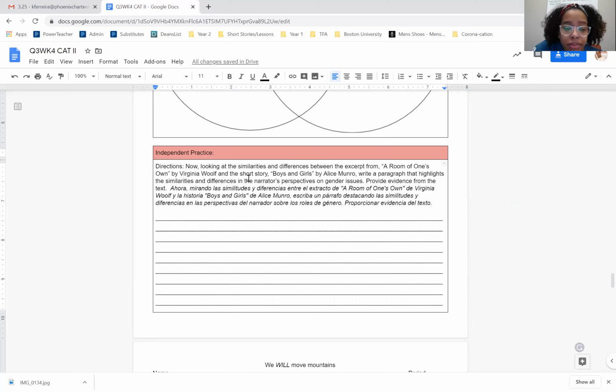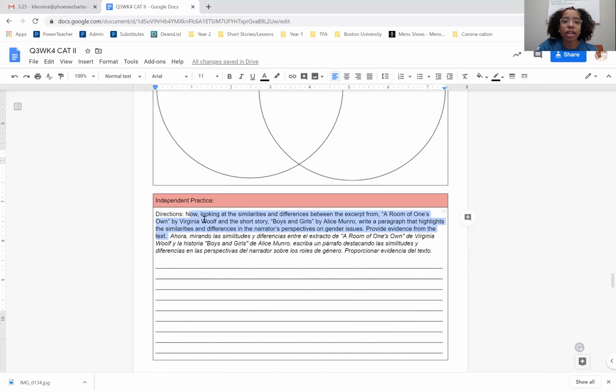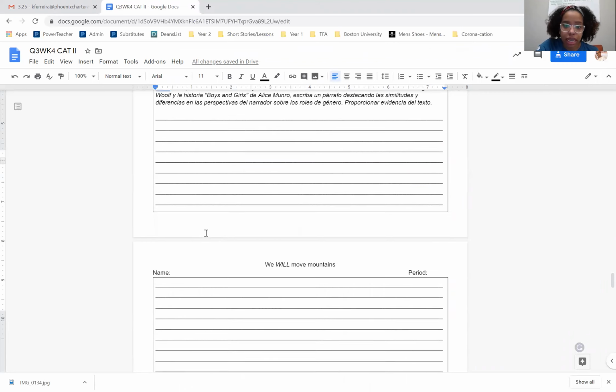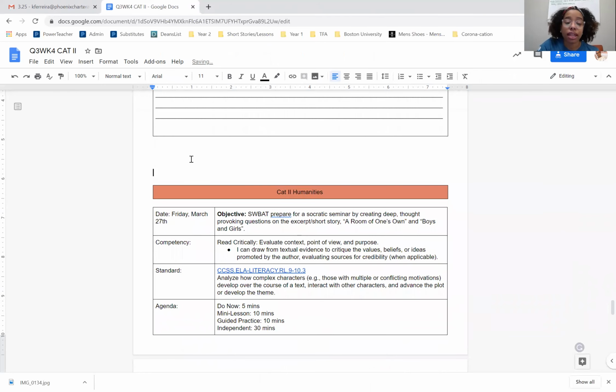And then now looking at the similarities and differences between the excerpt, A Room of One's Own by Virginia Woolf and short story Boys and Girls by Alice Munro, write a paragraph that highlights the similarities and differences in narrator's perspective on gender issues. Provide evidence from the text, right? So this is going to kind of push you towards your last project, which is QPA, so be prepared. Just write it out using evidence from the text. Now I want you to tell me what you see and how you think that impacts both of the texts. And that is it.